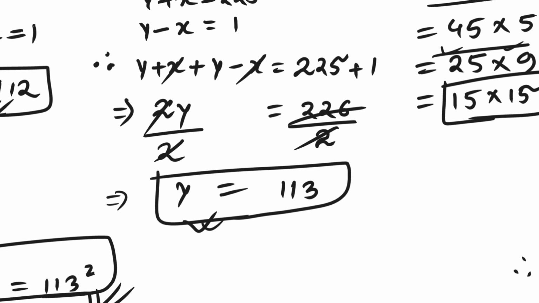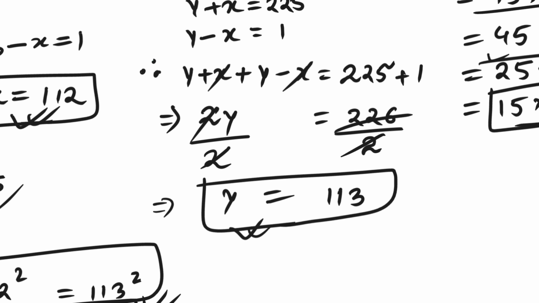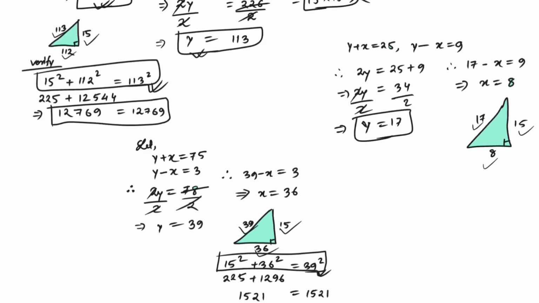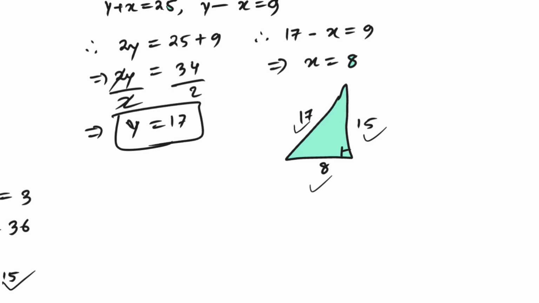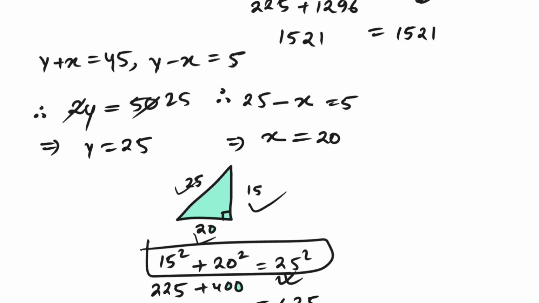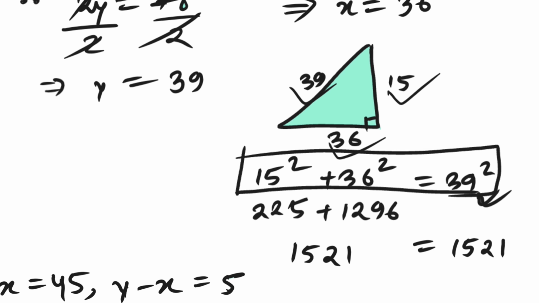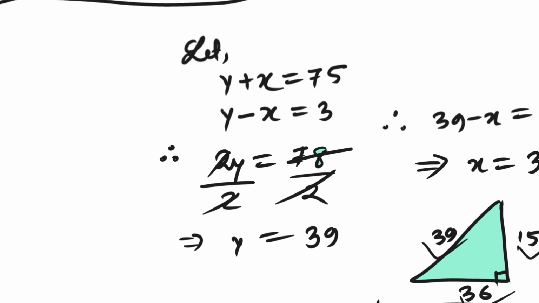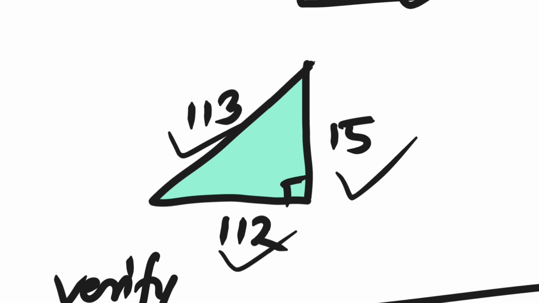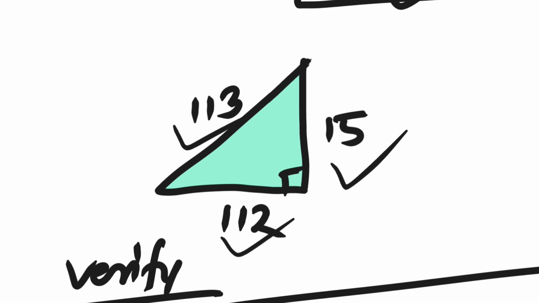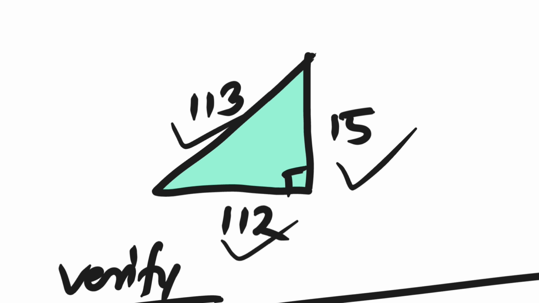And in this problem, that single idea reveals all 4 solutions: 8, 15, 17; 15, 20, 25; 15, 36, 39; and 15, 112, 113.